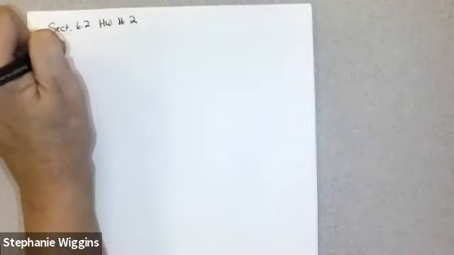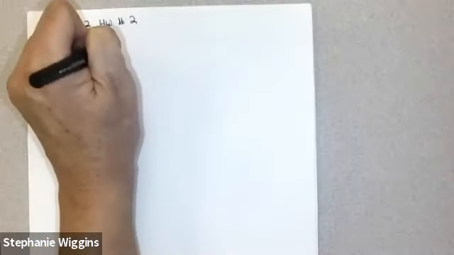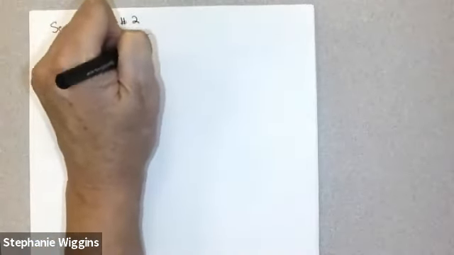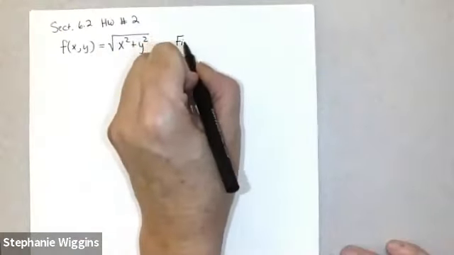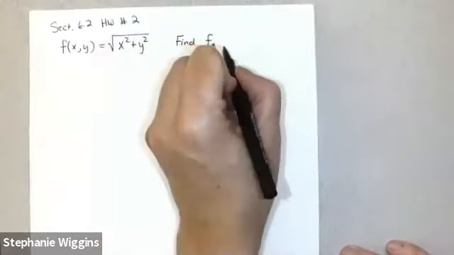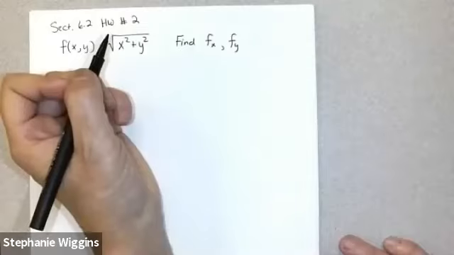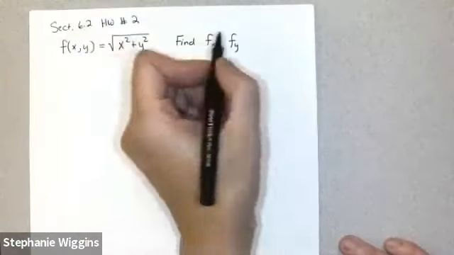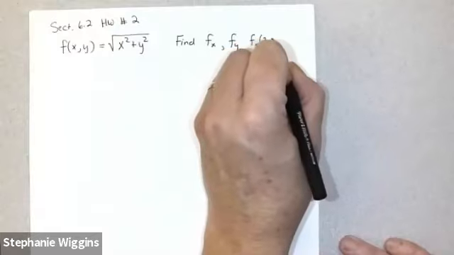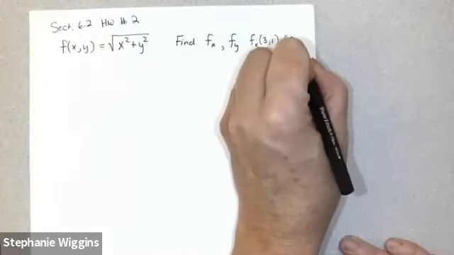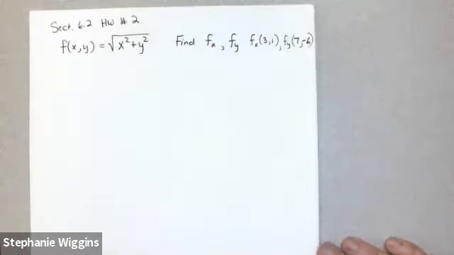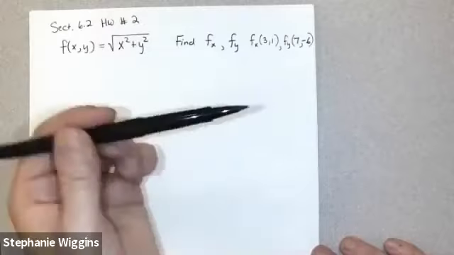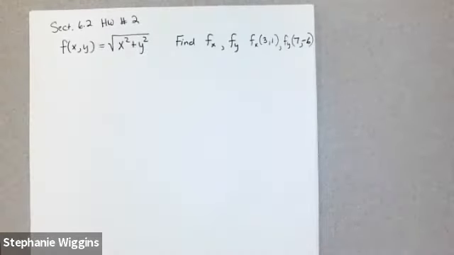And the function that we're given is f(x,y) is equal to the square root of x squared plus y squared. All right, and we're asked to find fx, fy, fx(3,1), and fy(7,-6). Now, like I said, for you, these numbers might be a little bit different, but you can follow what I'm doing here for the most part.